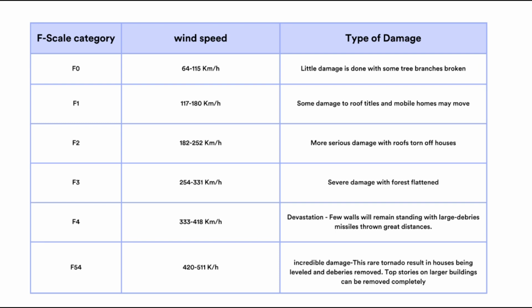F4, 333 through 418 kilometers per hour. Devastation. Few walls will remain standing, with large debris and missiles thrown great distances. F5, 420 through 511 kilometers per hour. Incredible damage. This rare tornado will result in houses being leveled and debris removed. Top stories on larger buildings can be removed completely.